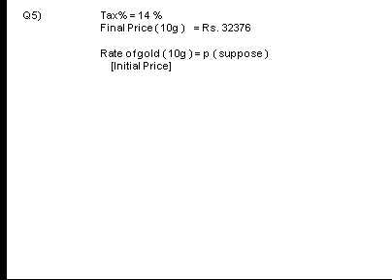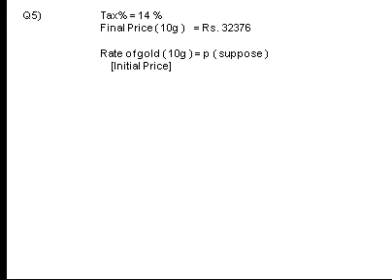Moving on to the next question, that is question number 5, where the tax percent is given, the final price is given and the initial price has to be calculated. The way the question has been given, the statement may confuse you. They are asking for the rate of gold per 10 gram. Actually they are not talking about the percentage, they are asking about the initial price of gold. The mass of the gold, the weight of the gold is similar, so you don't have to worry about 10 grams, it remains the same.